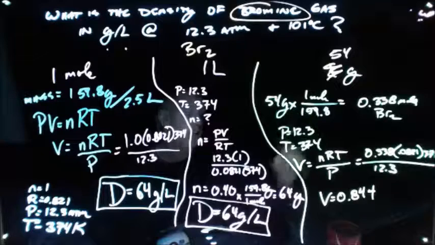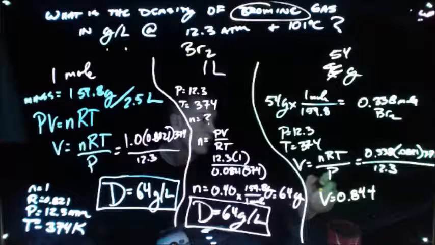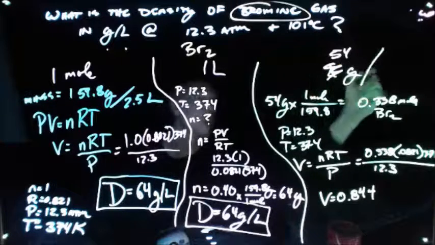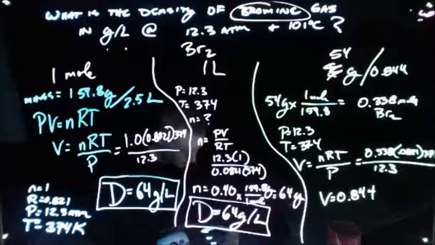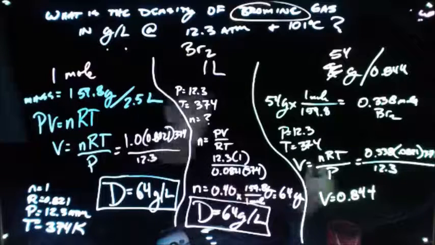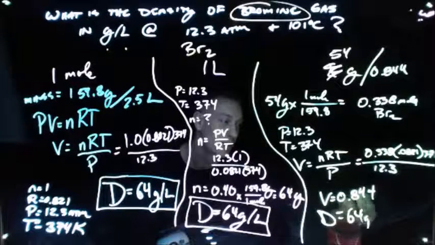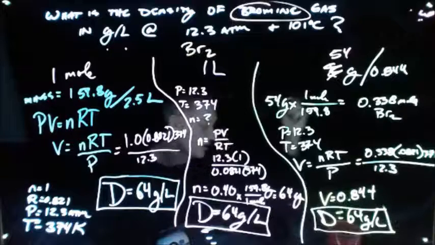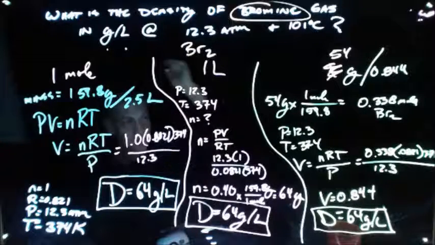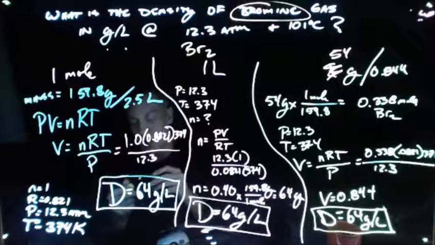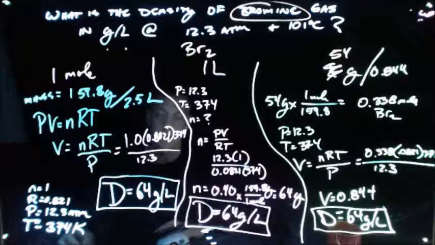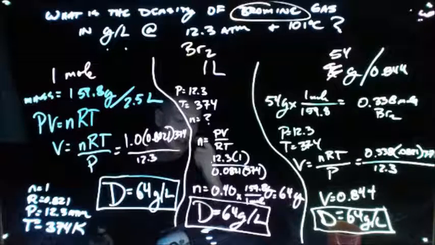And that comes out to be a volume of 0.844, and if I take 54 grams divided by 0.844, I get 63.98, which rounds to density equals 64 grams per liter. So it doesn't matter how you do it. You get the same answer whichever way you do it. And I'm sure these aren't the only 3 ways to do it. You could probably work it out half a dozen other ways. So that's how we do density problems.